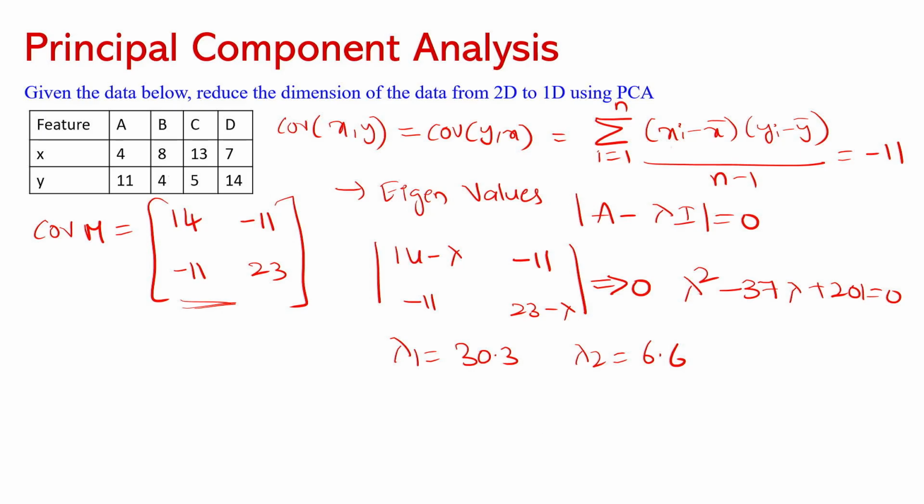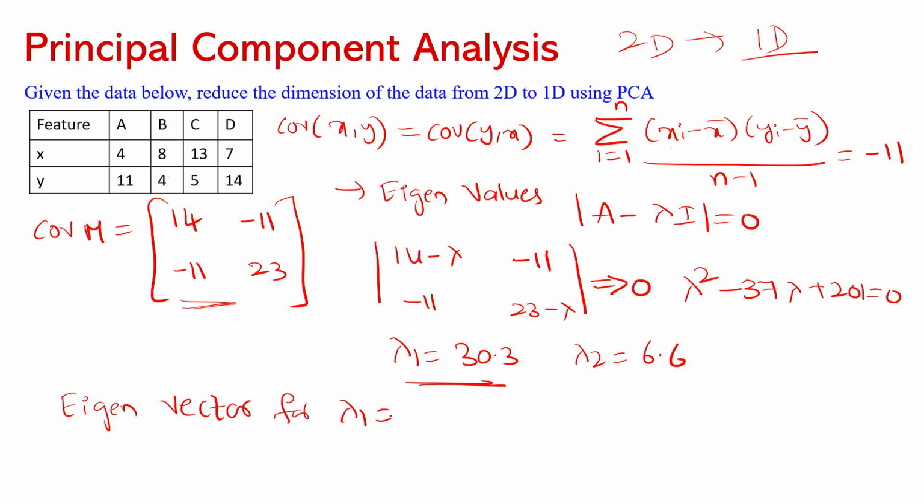So, how do you find the eigenvector for an eigenvalue? You can solve this. There are different ways of solving it. In linear algebra, you might have already studied how to find the eigenvector for a given eigenvalue. This is the largest one. Since we are transforming the data from 2D to 1D, I will choose only the largest eigenvalue. So, if I find the eigenvector for lambda 1, we get something like 11 and minus 16.38. So, this becomes the eigenvector.